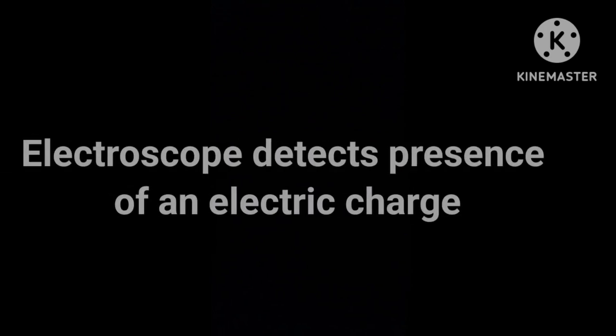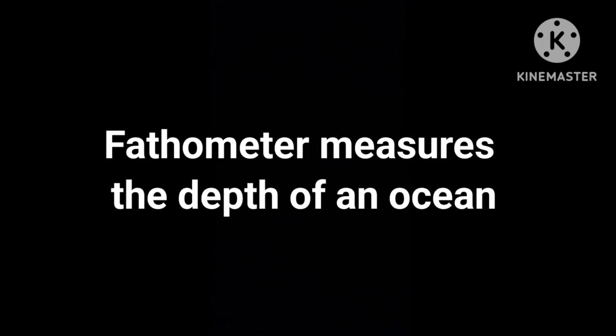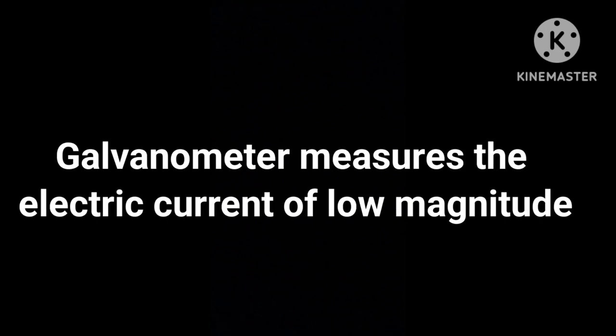Electrometer measures electricity. Electroscope detects presence of an electric charge. Fathometer measures the depth of an ocean. Galvanometer measures the electric current of low magnitude.